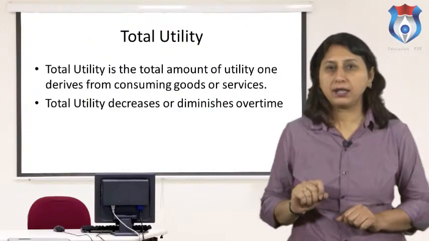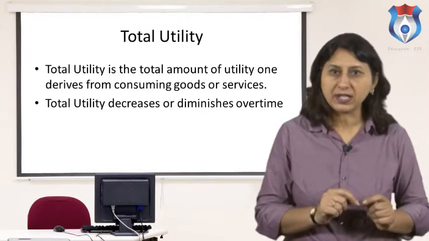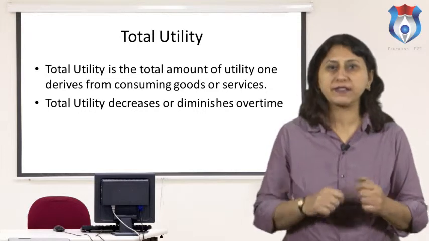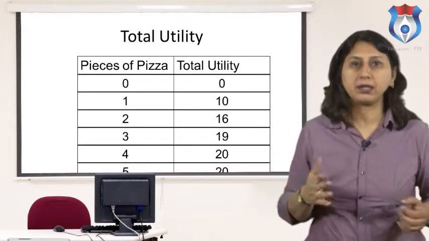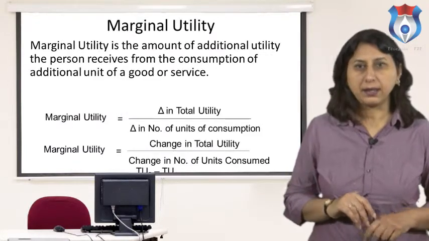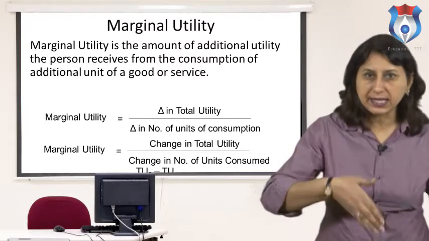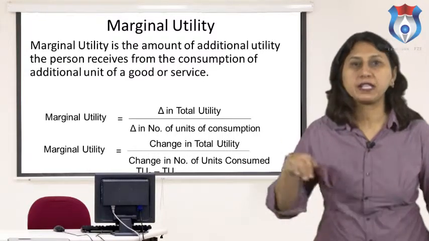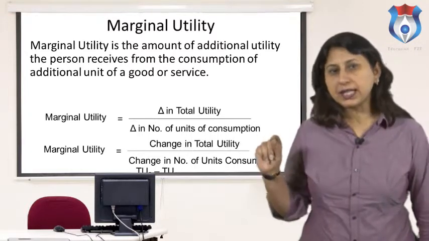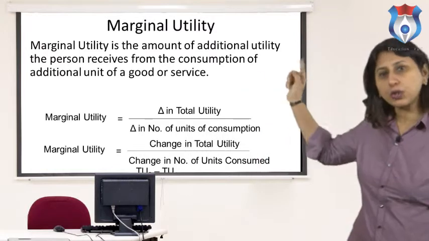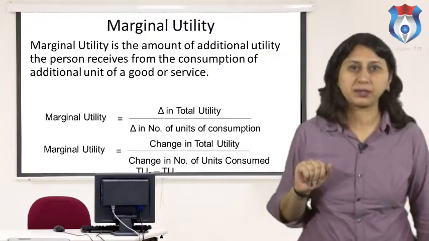Concepts of total, average, and marginal utility. Total utility. Total utility is the total amount of utility one derives from consuming goods or services. Total utility decreases or diminishes over time. Marginal utility. Marginal utility is the amount of additional utility the person receives from the consumption of an additional unit of a good or service. Marginal utility is equal to the change in total utility divided by the change in number of units of consumption.